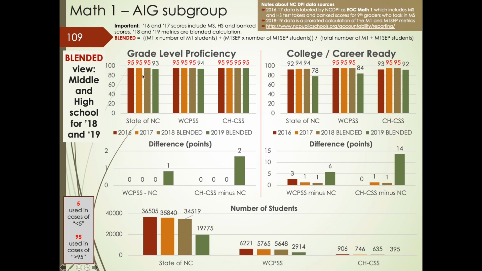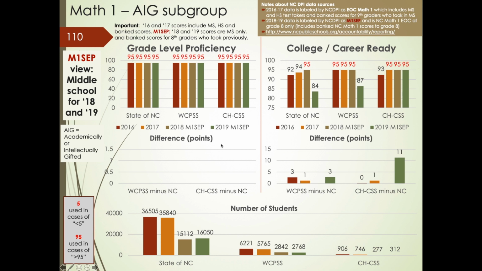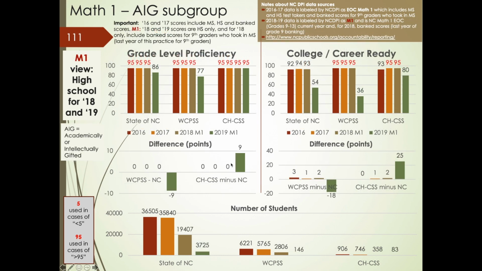Then in AIG, this is almost not worth showing because we have so many 95s here. So we don't know if these numbers are 95.1 up to 99.9. So really hard to make a comparison. Same thing for this group, which is 95s across the board, or at least 95s across the board. And then when we come to M1, again, not a lot of AIG students take math in high school. They're usually taken in middle school. So these population numbers are pretty small here as well.